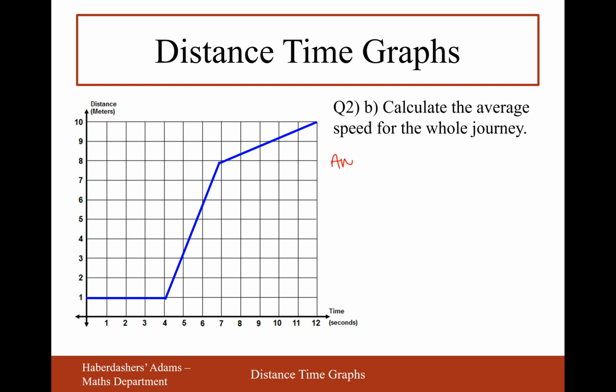Okay, so average speed is calculated by total distance divided by total time. So the total distance travelled here would be from 1 meter away to 10 meters away, so that's 9 meters travelled. Divided by how long that took us, from 0 seconds to 12 seconds, so 9 divided by 12, that's 3/4, or 0.75 meters per second. So there we are, it was total distance divided by total time. It took us 12 seconds to travel 9 meters, so 75 centimeters every second.